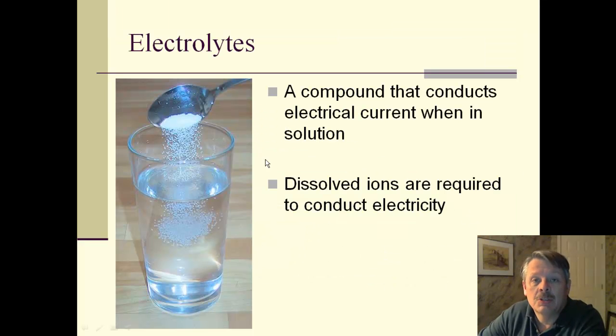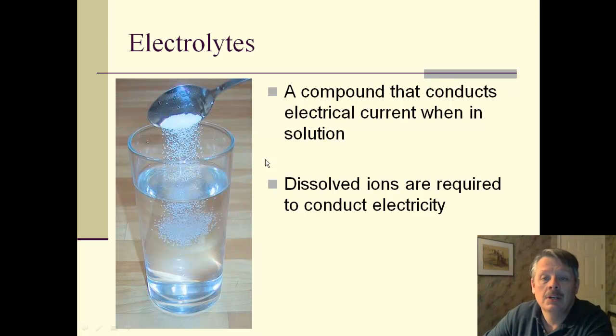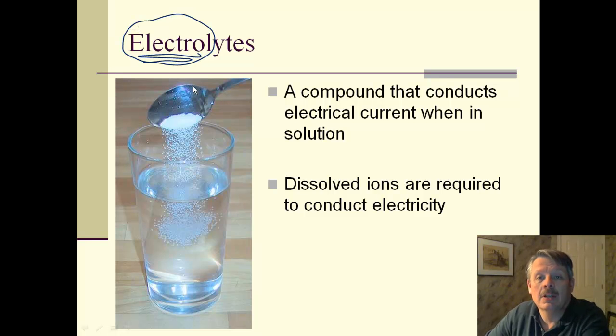Alright, the first one's an electrolyte. An electrolyte is a compound that conducts electrical current when it's in a solution. So you'll notice the electro up here. That means electrical. It will conduct electricity when it's in solution. And dissolved ions are required to conduct electricity.